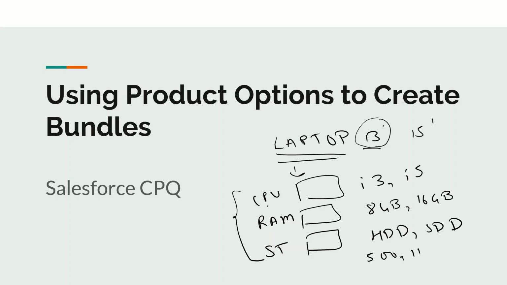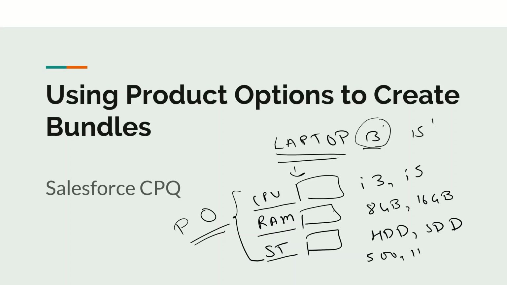So these are the product options, the different product options which we have for laptop, 13-inch laptop or 15-inch laptop. Then if you want to buy a laptop, there will be a CPU, a RAM, and a storage. No matter whether you want i3 or i5, 8 GB or 16 GB, HDD or SSD, we can create such a configuration.